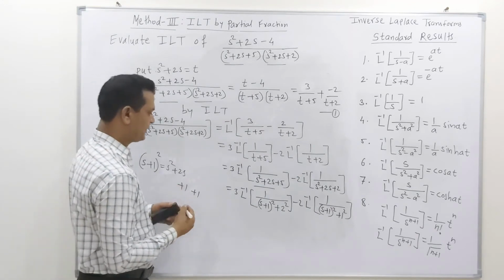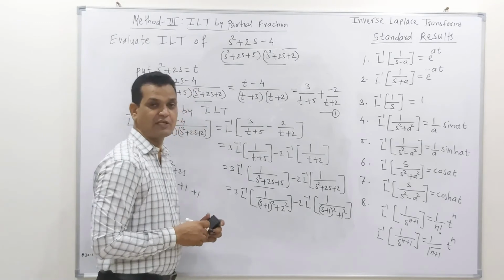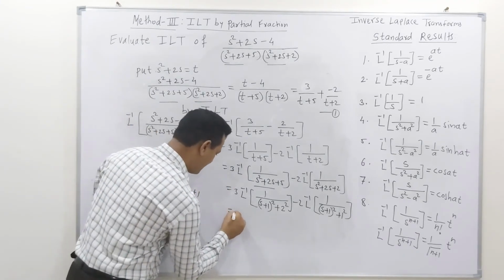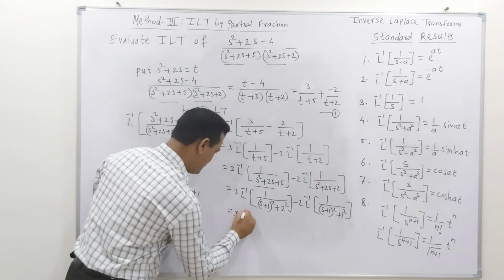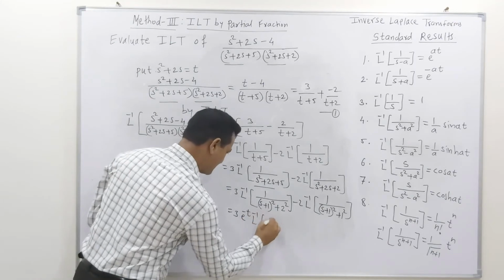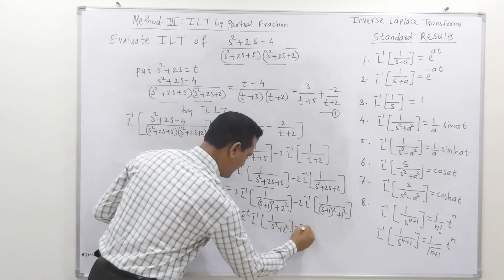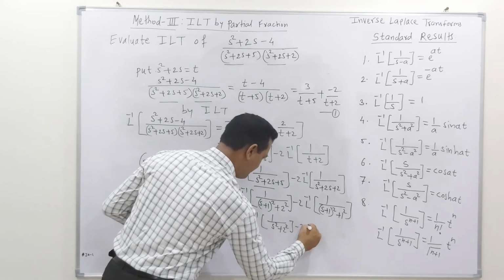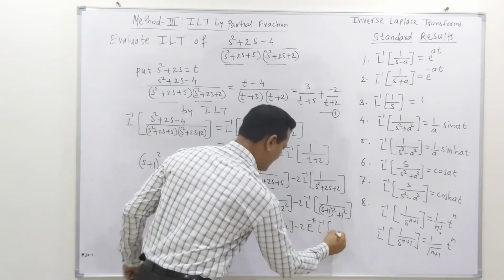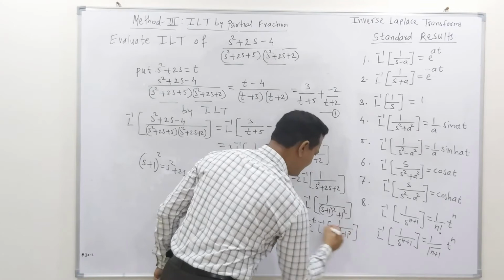Now apply the second shifting theorem for inverse Laplace transformation. For details, please watch our previous video. So we get 3 into e raised to minus t into inverse Laplace transformation of 1 upon s square plus 2 square, minus 2 into e raised to minus t into inverse Laplace transformation of 1 upon s square plus 1 square.